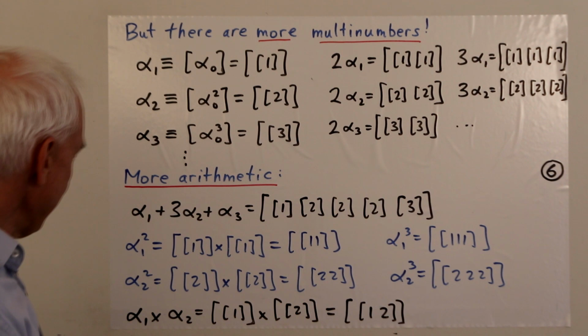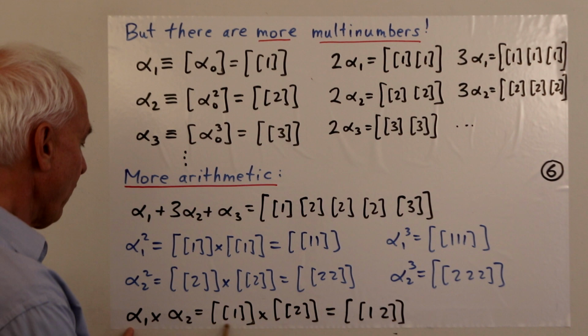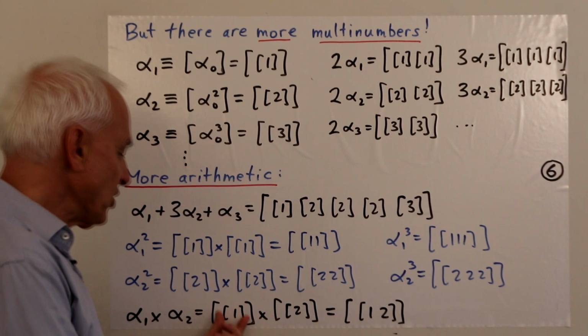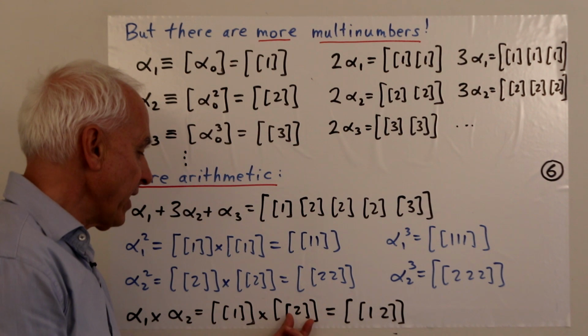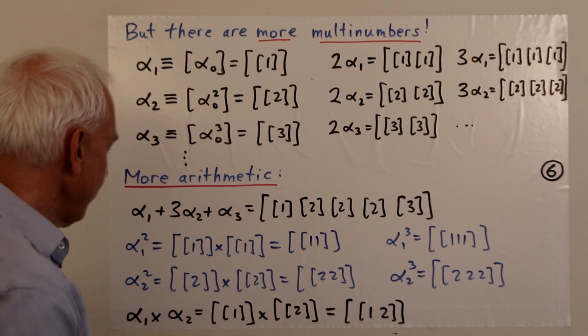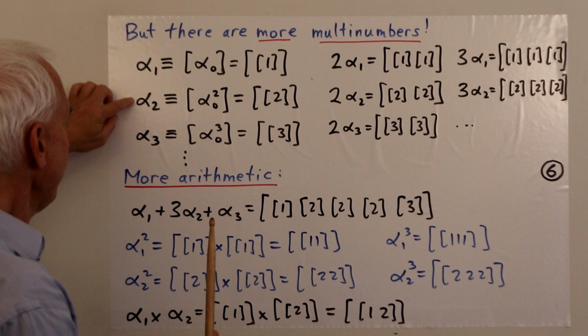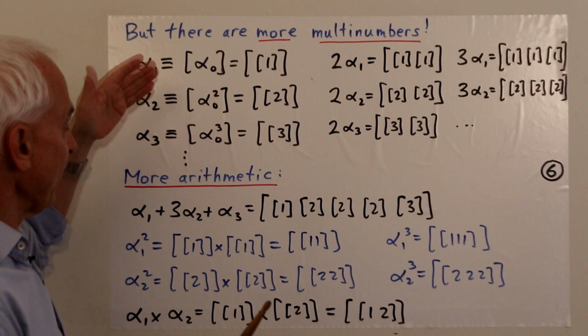How about, say, alpha 1 times alpha 2? There's alpha 1. There's alpha 2. To multiply them, they each have only one element, so we just have to take those single elements and add them. So we add mset 1 and mset 2 to get mset 1, 2. So there's the product of this sort of like a variable alpha 1 with this sort of a variable alpha 2. But they're not really variables, they're just specific multinumbers.